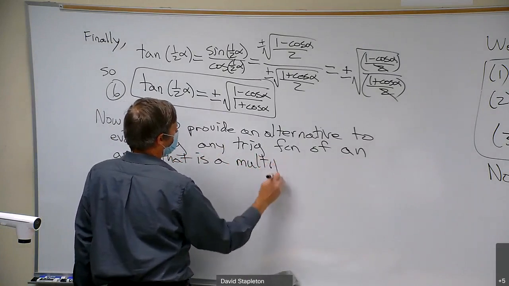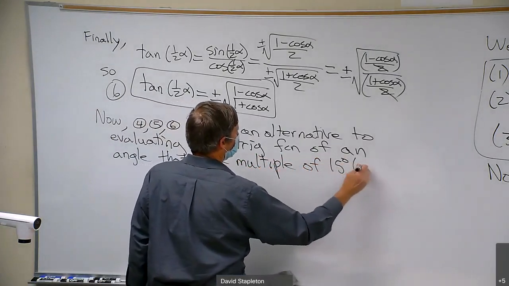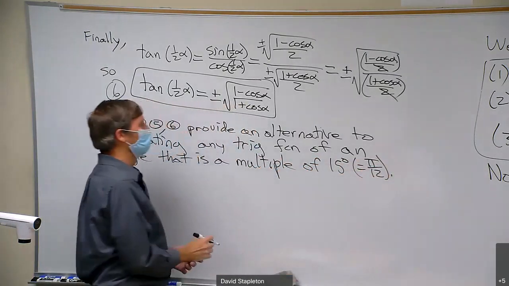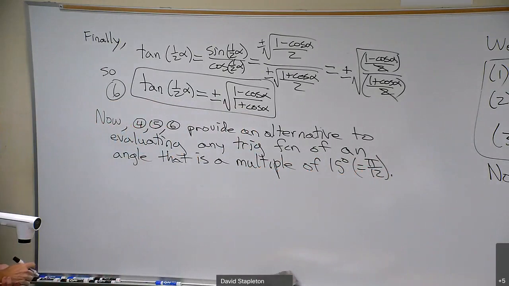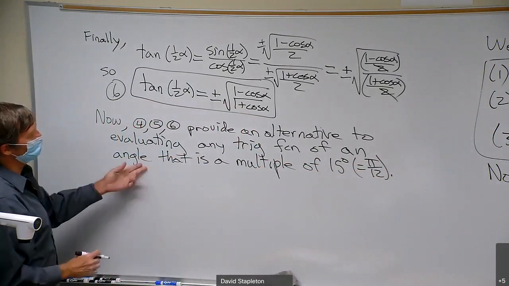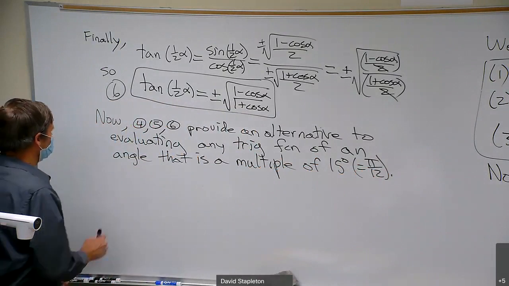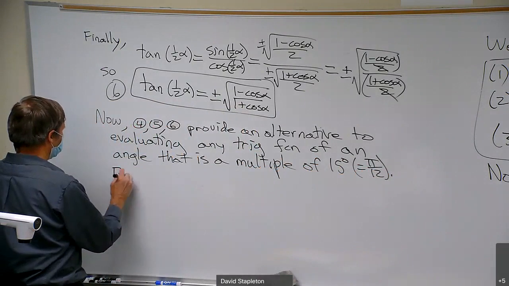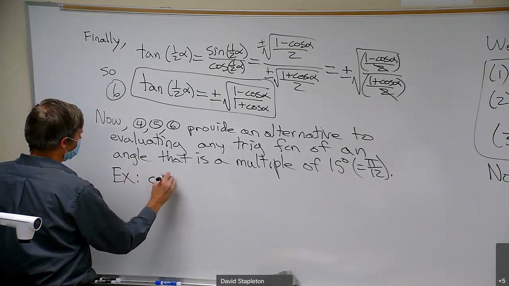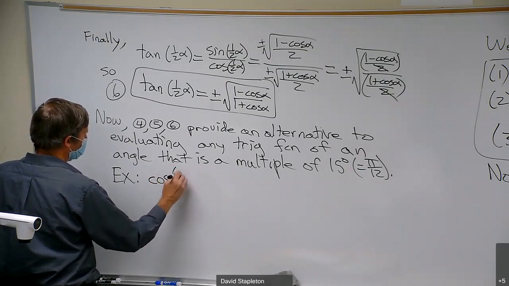Pi over 12. So that's the first application: you can do these another way, but it's going to do more than that for us. Here's an example. Suppose I wanted to evaluate, for instance, this is an easy one, the cosine of 15 degrees, let's say.